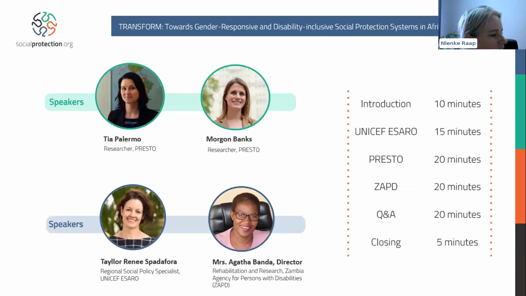You will first hear from Taylor Spadafora, who is a social protection specialist in the UNICEF Eastern and Southern Africa Regional Office. And she provides technical support to 21 UNICEF country offices on social protection, policy, programming, evaluation, shock responsive social protection, and emergency cash transfers. And before joining the regional office, Taylor worked with UNICEF at country level in Malawi, Somalia, Ghana, and Mozambique.